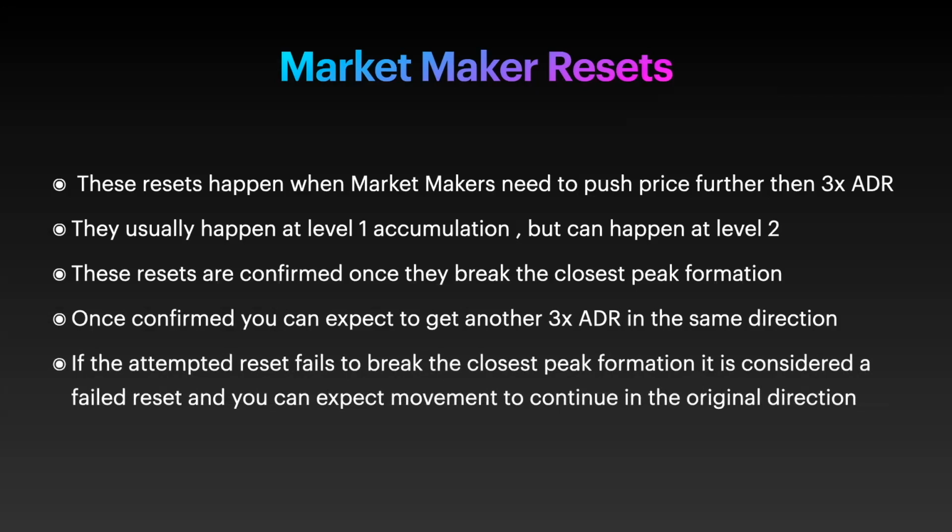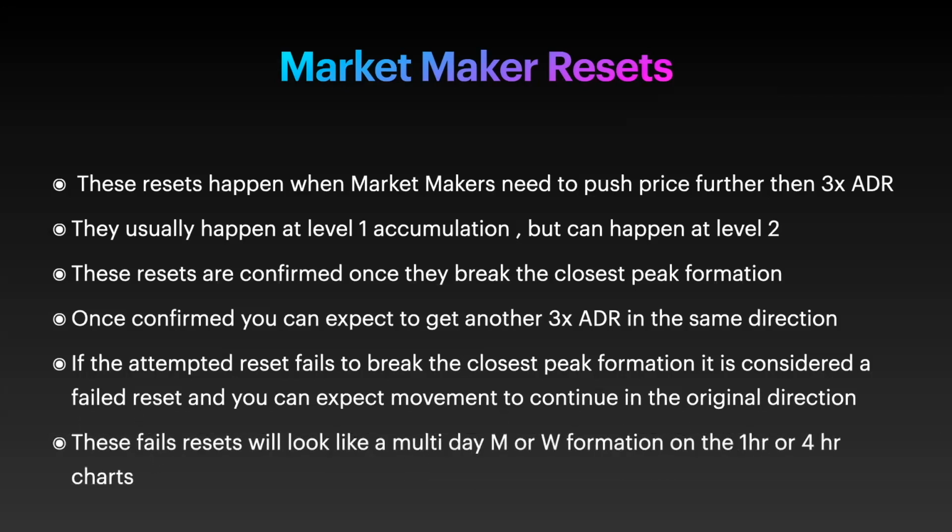So if the attempted reset fails to break the closest peak formation, it's considered a failed reset, and you can expect the movement to continue in the original direction. So meaning, same example, GU straight down 300 pips, makes the W, goes up 100 pips, consolidates, and then comes back down, and it looks like it's going to be a reset, but it doesn't break the W that it is meant to break. It just stays there, finds support there, and goes right back. You can expect the move essentially to go right back up. When that reset fails, it basically creates a multi-day M or W formation, and you can see it clearly on a 1 hour or 4 hour chart.